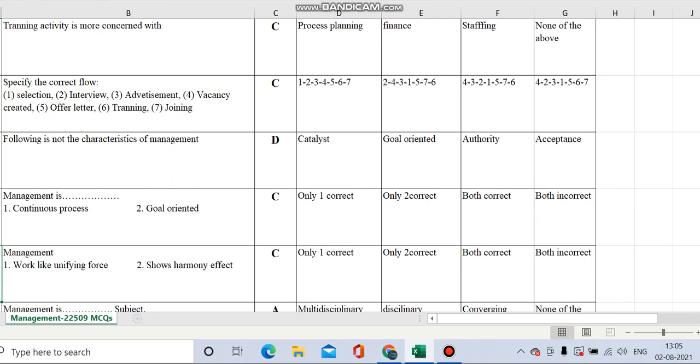Management is which type of process? Continuous process, goal oriented process. It is both correct, that means it is continuous and goal oriented process. Management works like a unifying force and shows harmony effect. Both the statements are correct.